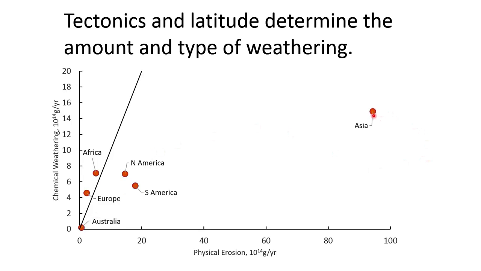Asia has got high physical erosion, so it's got high chemical weathering, but it's perhaps not wet enough or dry enough compared to say Africa, or South America, that it will enable the full extent of all of the physically eroded material to be chemically weathered. But the thing to take home from this plot is that physical erosion and chemical weathering go hand in hand.